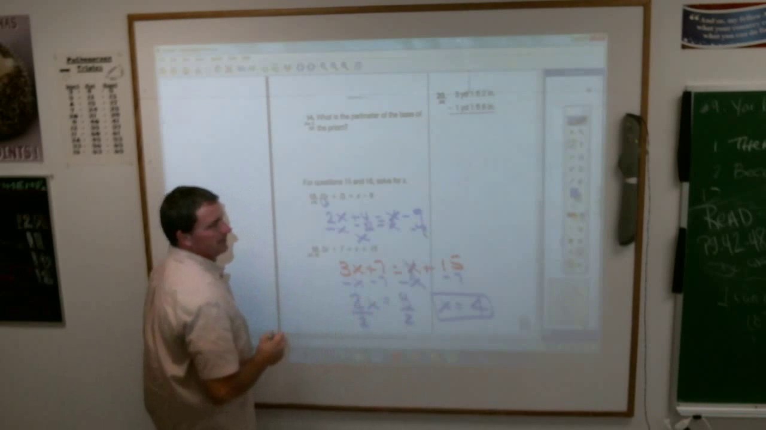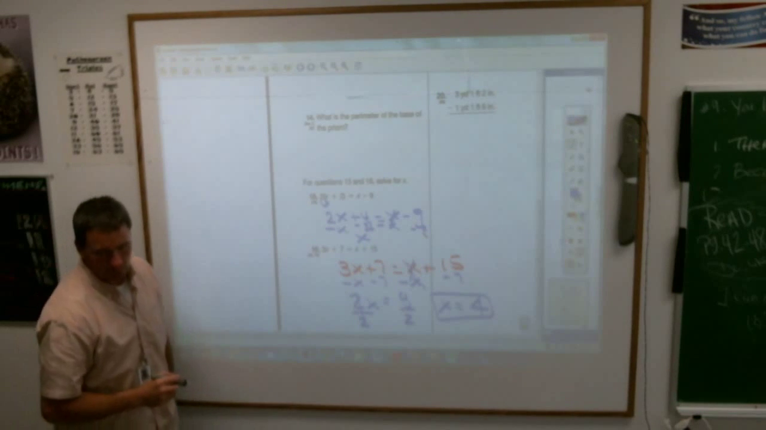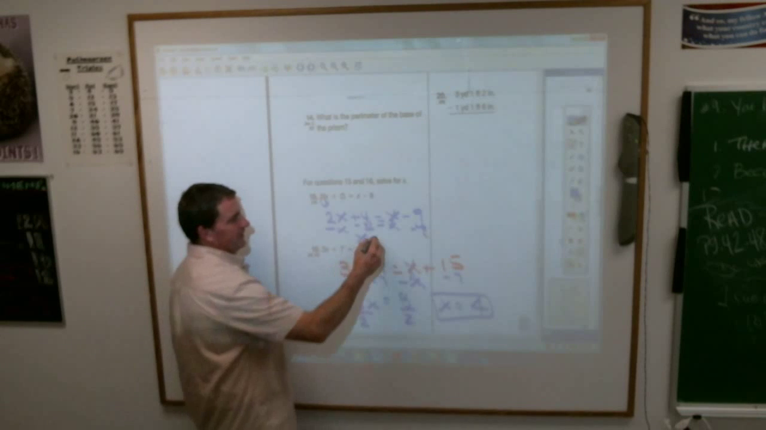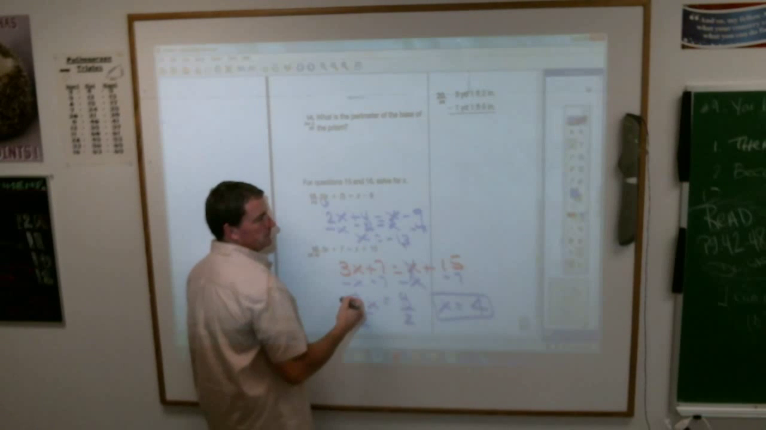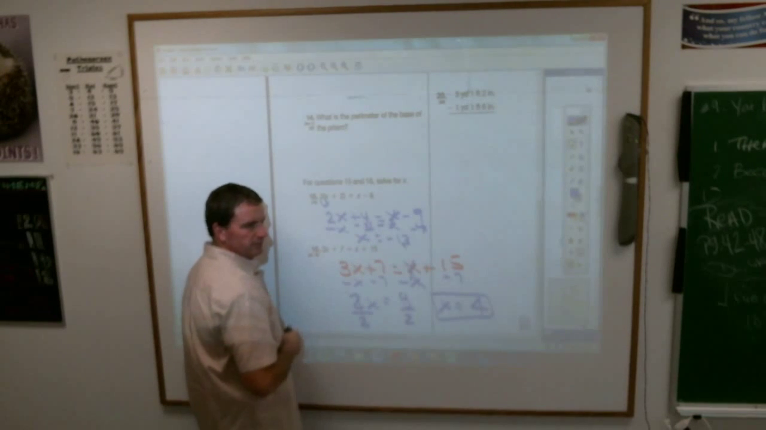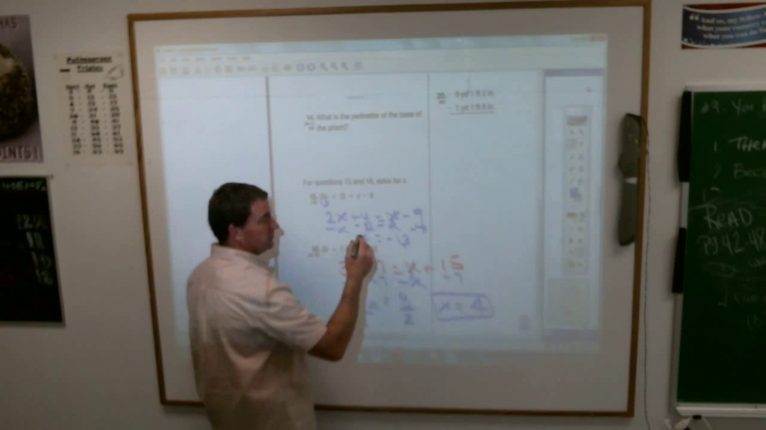What is negative 9 minus 4? Negative 13. Why isn't it positive? Don't two negatives make a positive? Only when you multiply, not when you add or subtract.